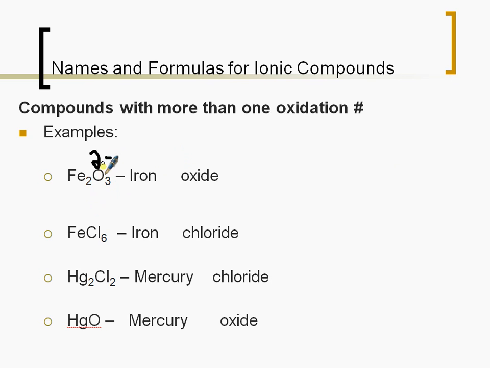So if oxygen is minus 2 and there are 3 of them, I have a total of 6 minus. I need to have a 6 plus on this side. I have 2 irons that need to total a plus 6. So each iron has to be a plus 3 to cancel out. 3 times 2 is 6, 2 times 3 is 6. That means this one is going to be iron 3 oxide.